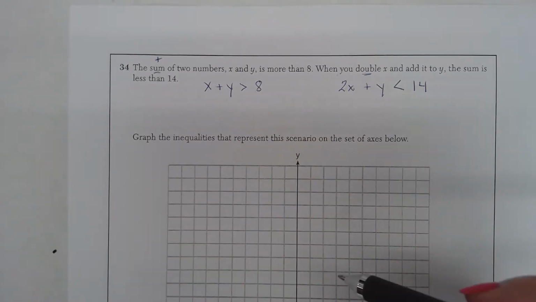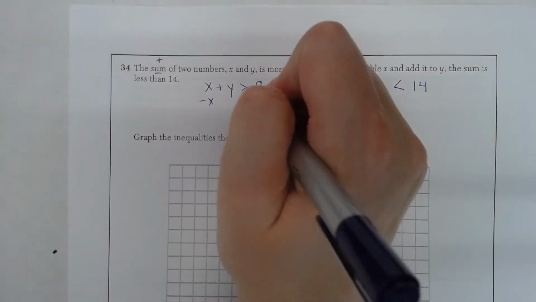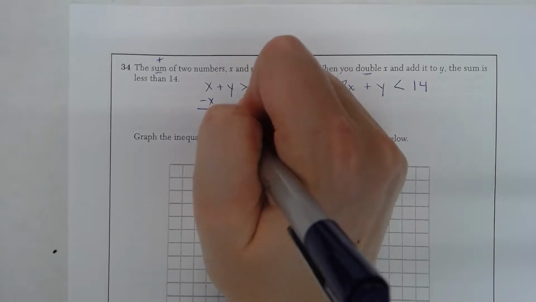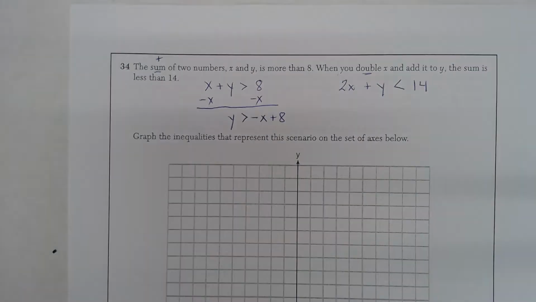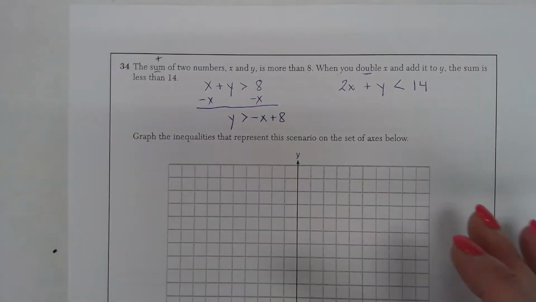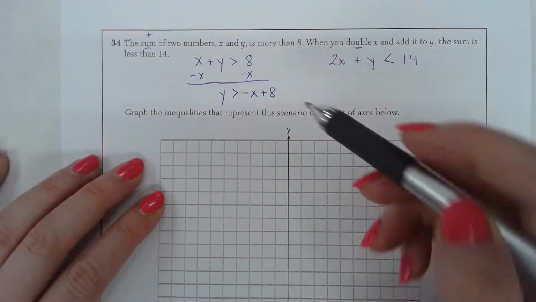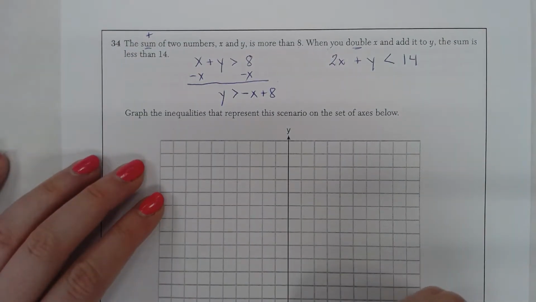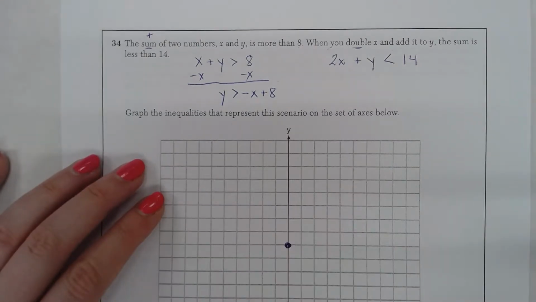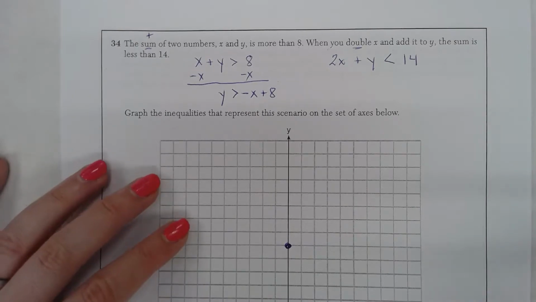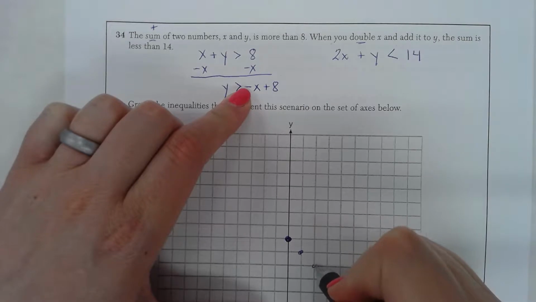In order for me to graph, I need to solve for y. Let's subtract x from both sides. So there's my first one. So I'm going to go ahead and graph that. Now, I'm going to graph this one on my own. Maybe I'll use the calculator for the next one. My y-intercept is 8. So I'm going to go up to 8 on my y-axis. And the slope is the number in front of x. The slope is negative 1. So I'm going to go down 1 and over 1. That's my slope right there.